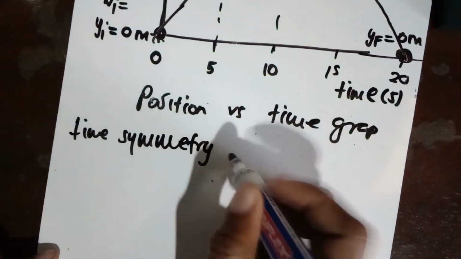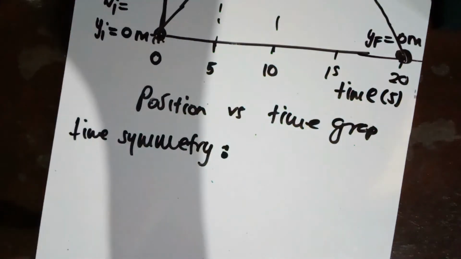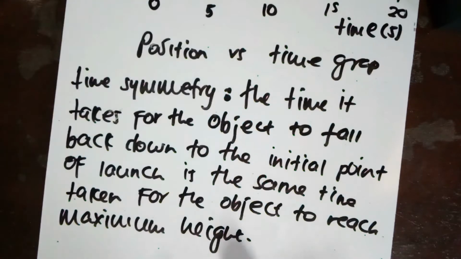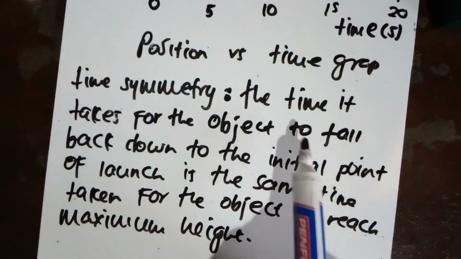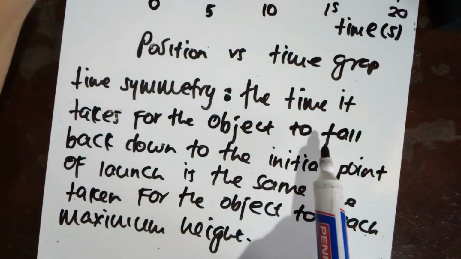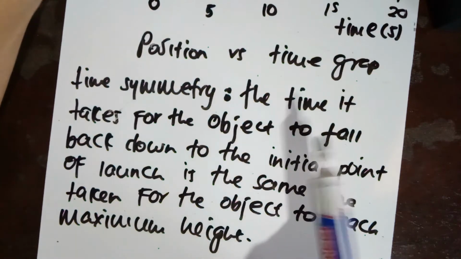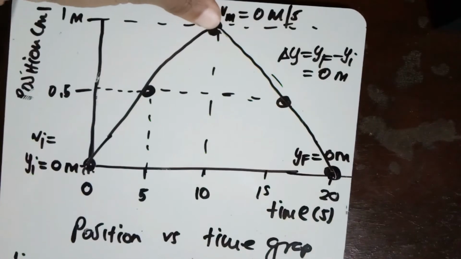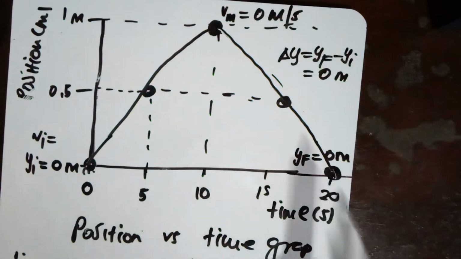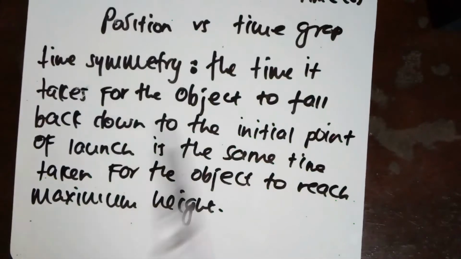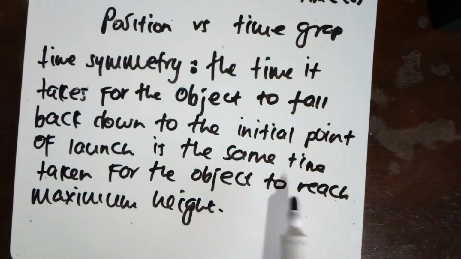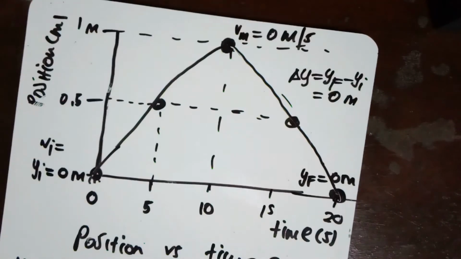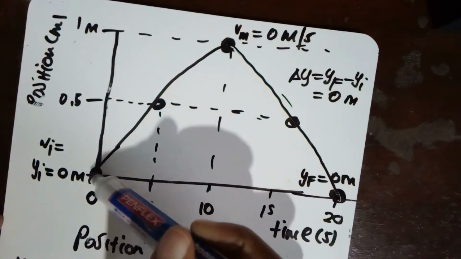Time symmetry. And it is exactly what I have just described. Okay, so now we've written it down, the time symmetry. So the time it takes for the object to fall back down from maximum height to the point where it was launched is the same time that is taken for the object to reach the maximum height. It is the same time that this object has taken from here to here.